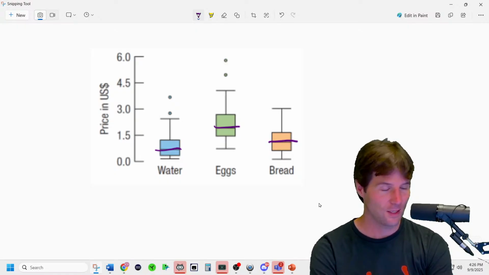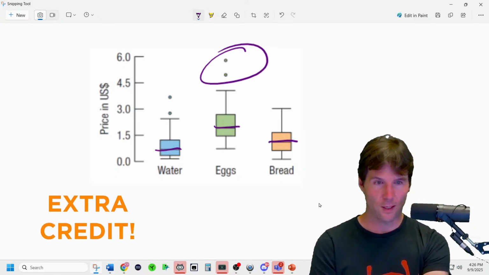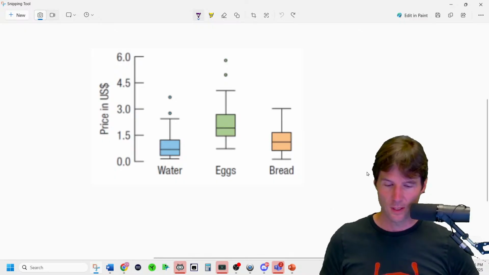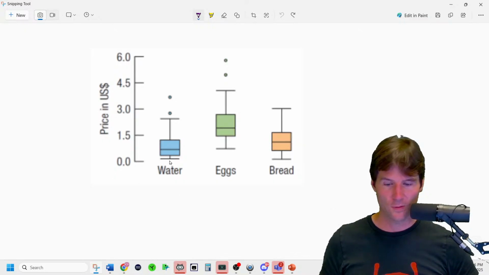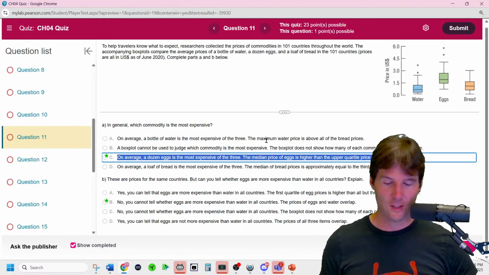Eggs. Yeah, nice job, Keegan. We'll trade some more points. Eggs is typically most expensive. There are some outliers in a bunch of these, but eggs are typically most expensive, and water has the lowest values. Let's take a look at what they ask. On average, which commodity is the most expensive? And like we just said, eggs.